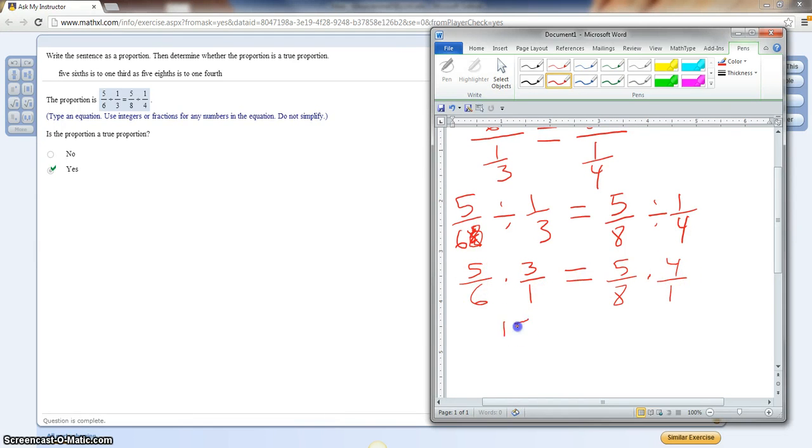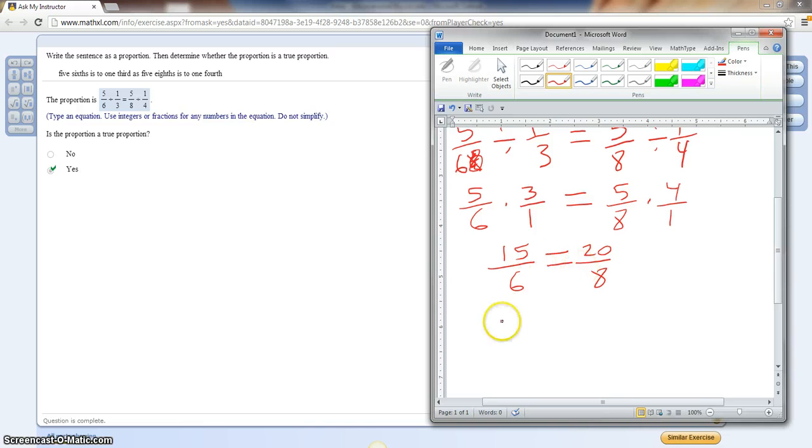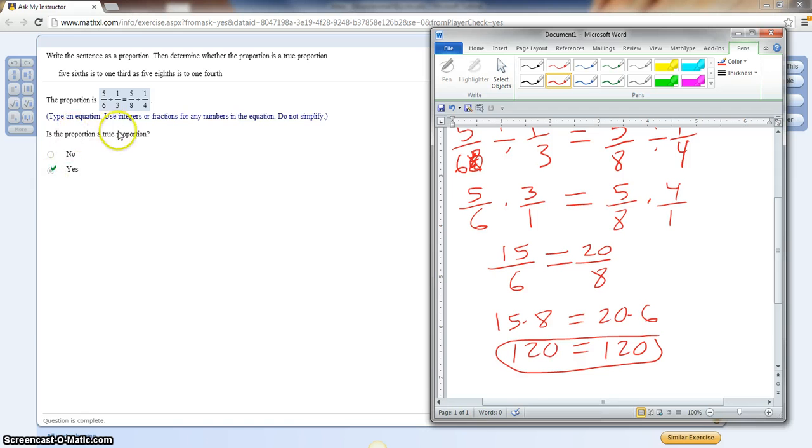5 times 3 is 15. 6 times 1 is 6. That equals 5 times 4 is 20. And 8 times 1 is 8. Now remember, we cross multiply. We will have 15 times 8 is equal to 20 times 6. 15 times 8 is 120. And 20 times 6 is 120. So they are equal. And that is why this is a true proportion. And that is it.